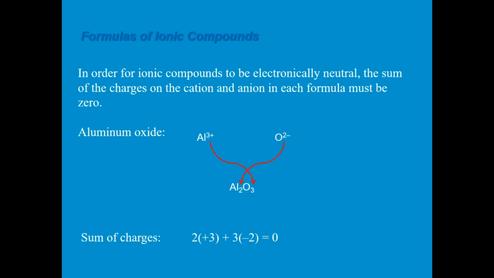The sum of the charges on the cation and anion must be 0. So you have aluminum oxide, where aluminum is 3 plus, but oxygen is 2 minus. So it's Al2O3: 2 aluminum atoms, each one has a charge of 3, that's 6. And it's cancelled by 3 oxygens, which have a charge of minus 2, so minus 6. The sum of the charges must be 0 in the ionic compound.